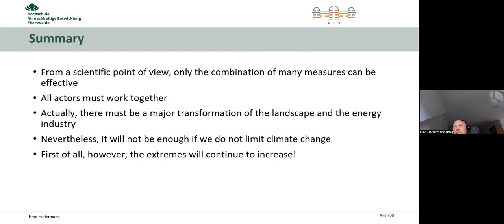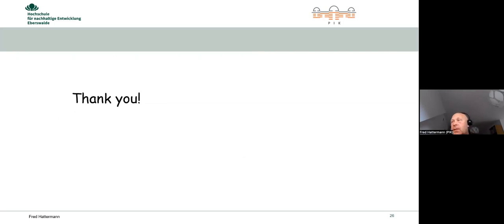Nevertheless, it will simply not be enough if we do not limit climate change. I mean, it counteracts, but it is not the only solution, and not the solution in the end if we still emit greenhouse gases and do not mitigate. And with ongoing global warming, the extremes will, for the time being, continue to increase, and we have to adapt. Okay, with this, I would like to thank you.